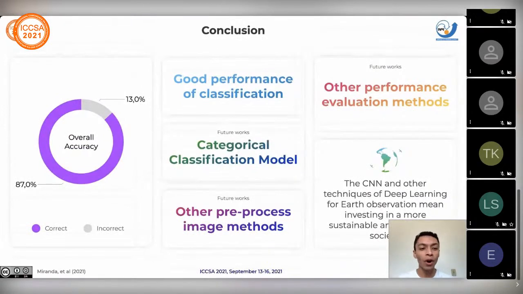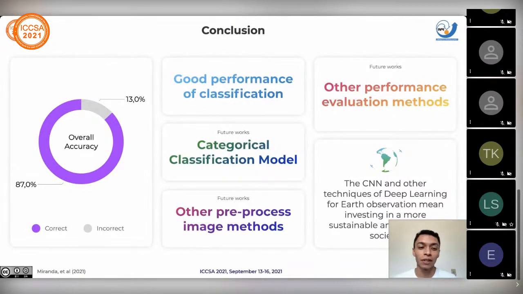And then our model got accuracy of 87%, which was trained and tested with different compositions of data sets with respect to image sensor type, spatial resolution, satellite, and study area. With this, it has a good performance of binary classification. However, for future works, we will design a categorical classification model and use other pre-processing, image, and performance evaluation methods.